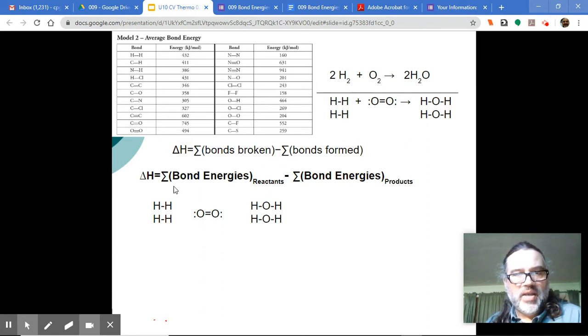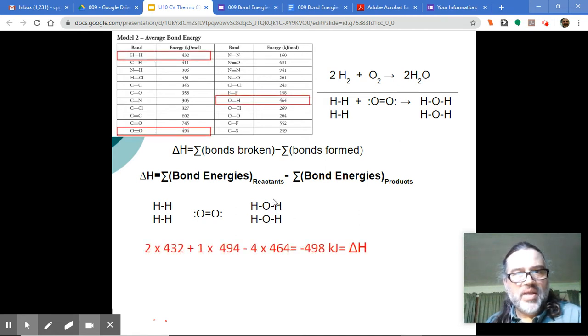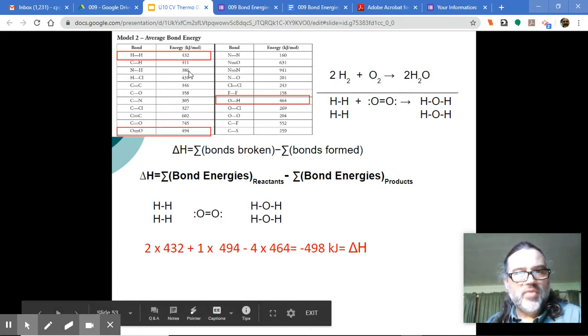We'll take the total bond energies of the reactants, the bonds that are broken, and we're going to subtract the bonds that are formed, right? So it's basically the bond energy of the reactants minus the bond energy of the products. Here are my reactants, here are my products, and there are my bond energies that I see for these three types of bonds. The 2H2 would be for H, 432, 2 times 432.